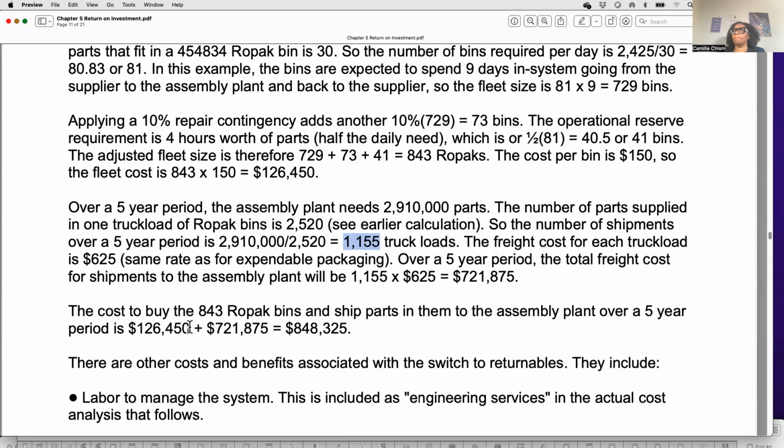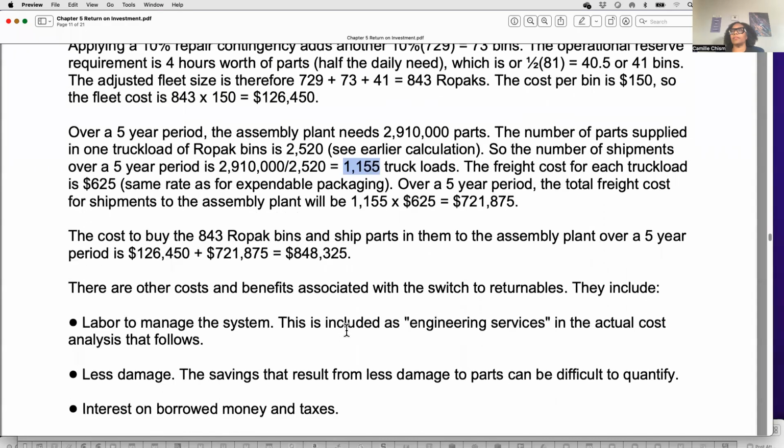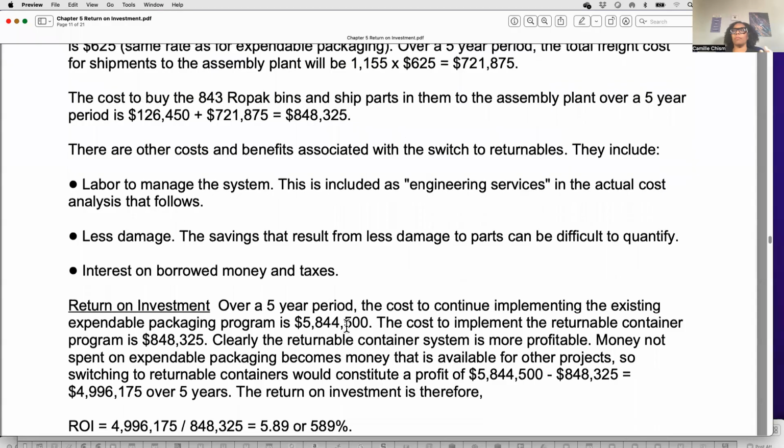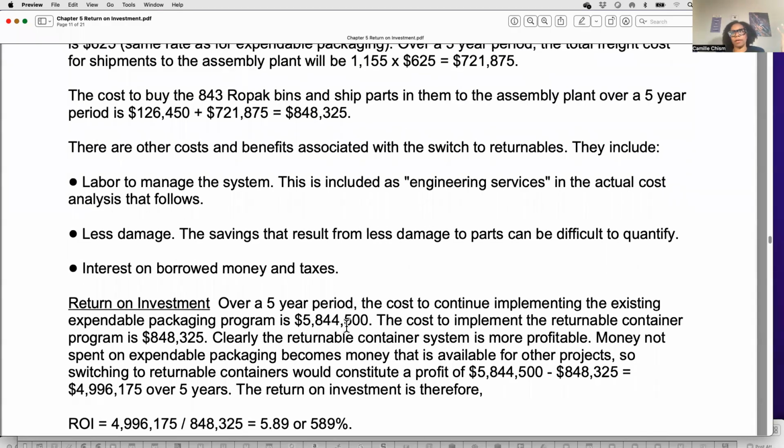And that's where you get the $126,000 for the cost of those 150 bins. I'm sorry, for the $850 bins, 843. So the cost of your returnable bin purchase is 126 plus the cost of your freight over that 5-year period, which is 721,875. And that's where you come up with the 848,325. Okay, so again, we talked about the cost of benefits. You've got labor, you've got less damage, which I already mentioned, and the interest on the money and taxes, which I talked about, my wonderful credit card experience.